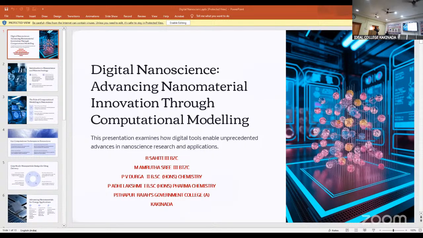The first introduction: nanoscience dimension ranges. Main interaction, complex interaction. How nanoscience works depends on the structure and its interaction. On that basis, the nanostructure works. So move on to the next slide.